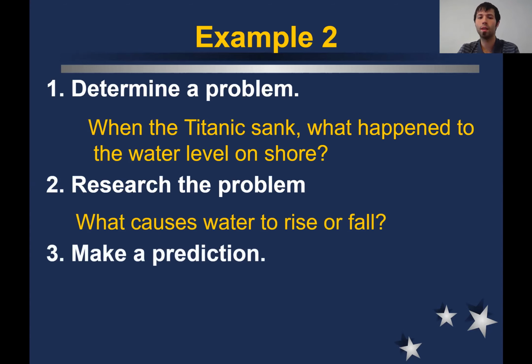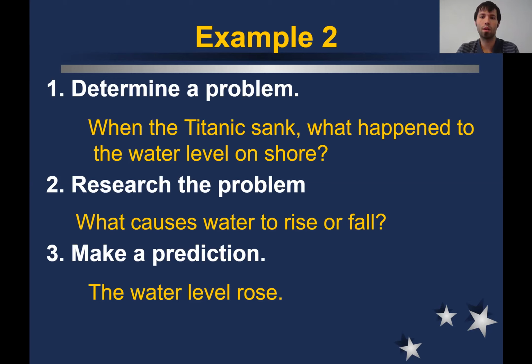But if you were going to make an experiment, you could say, well, the water level rose. If something is submerged in water, then the water level should rise. Okay, that's a prediction you can make. Or you could say that, no, the water level is not going to rise, or the water level is actually going to go lower.